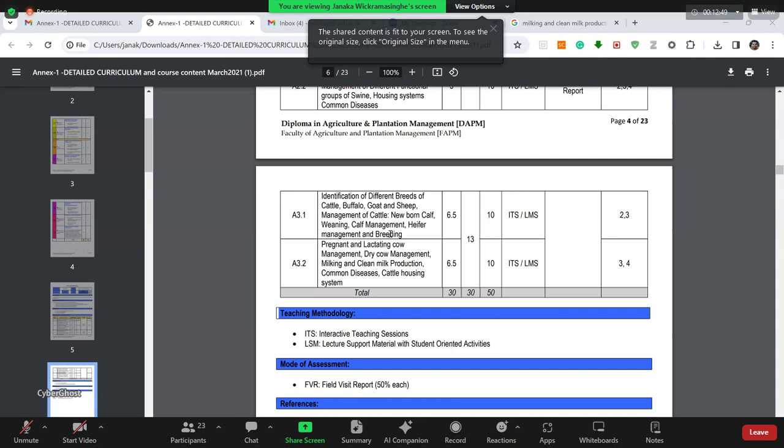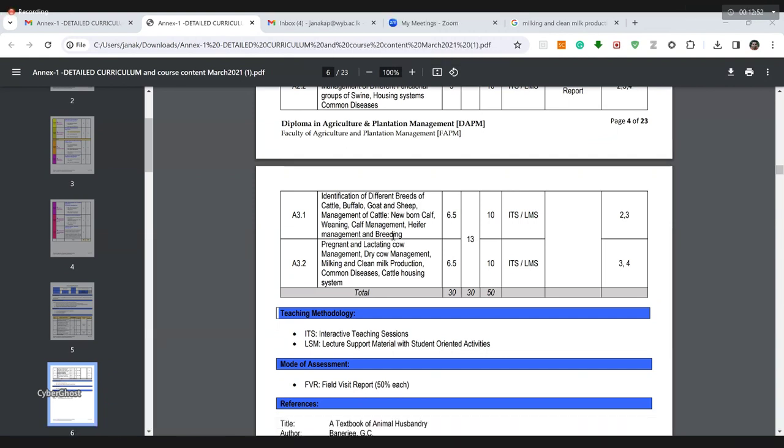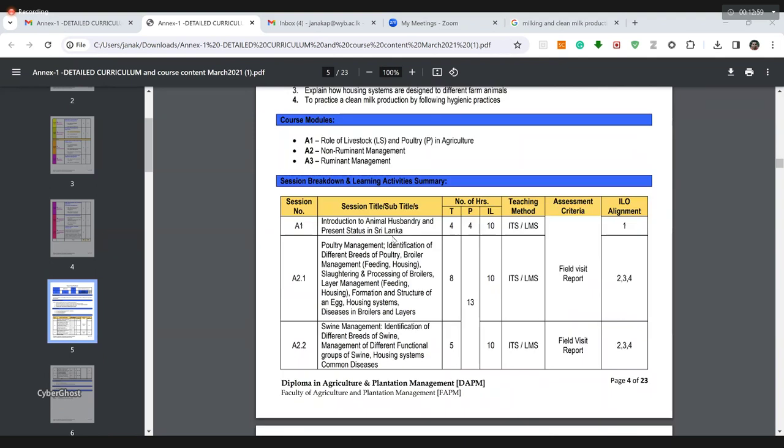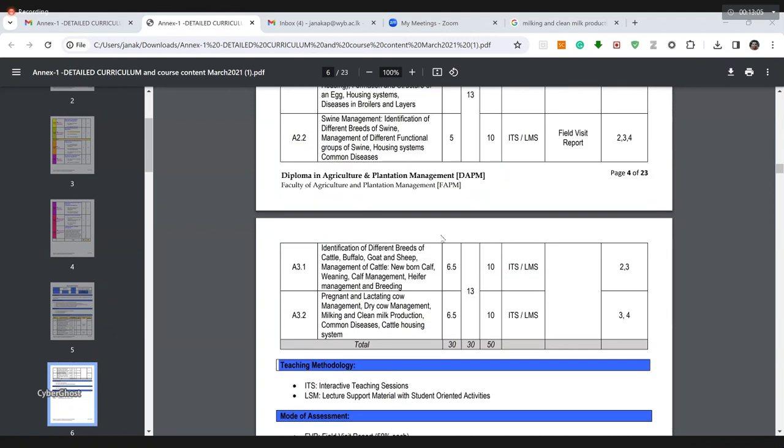Right, so I think you can see the screen now regarding what we discussed last time. This is the course, or the module, under the category A3, Ruminant Management. Last week we discussed the identification of different breeds of cattle, buffalo, goat, and sheep, and what a ruminant animal is, the basic characteristics to classify an animal as a ruminant, and how it differs from a non-ruminant animal. We already discussed those factors last week.